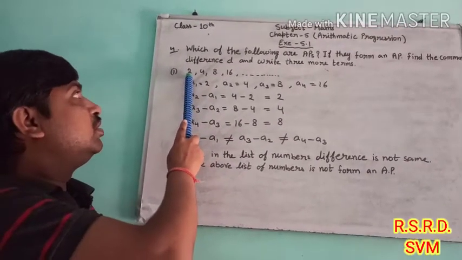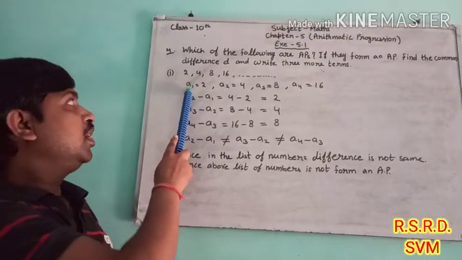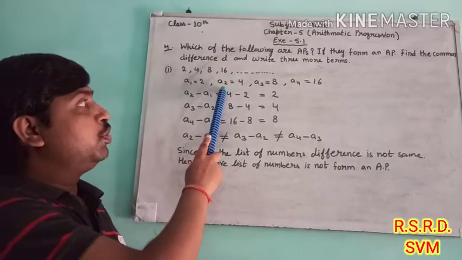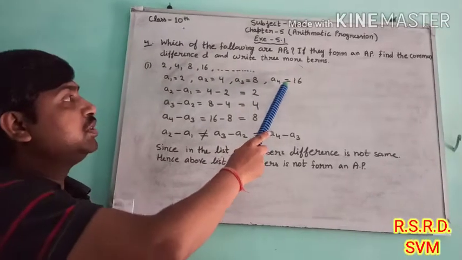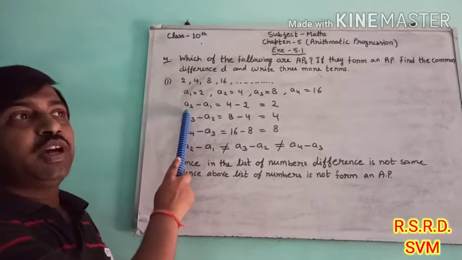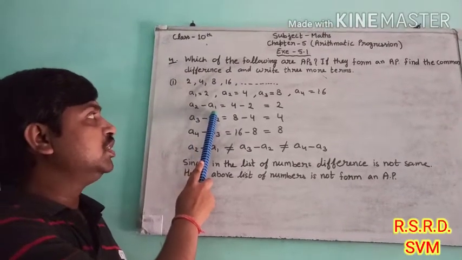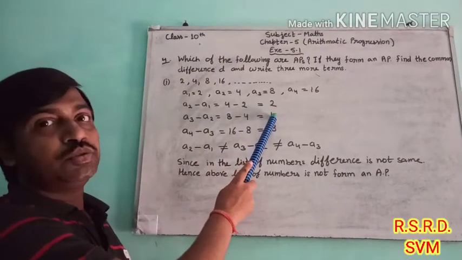The series is 2, 4, 8, 16. Here the first term a1 is 2, second term a2 is 4, third term a3 is 8, fourth term is 16. First we have to calculate a2 minus a1, means second term minus first term, equal to 4 minus 2, equal to 2.